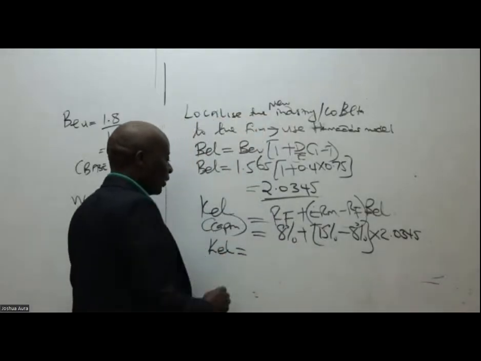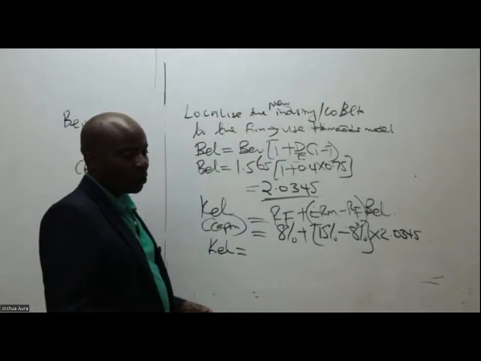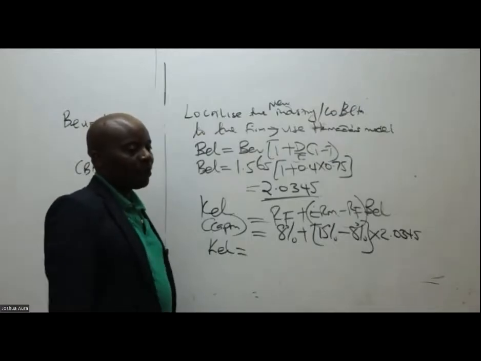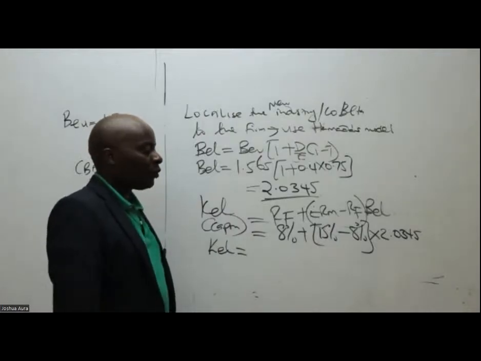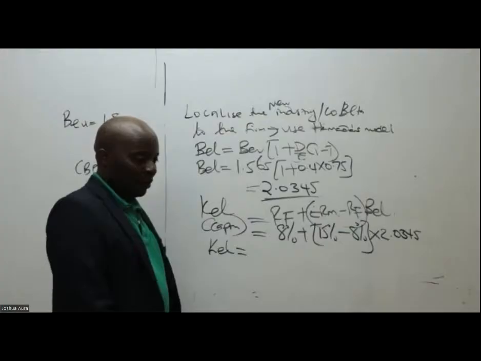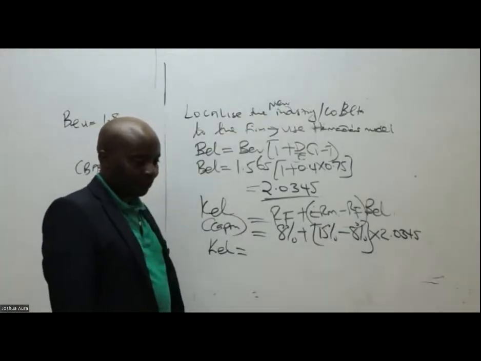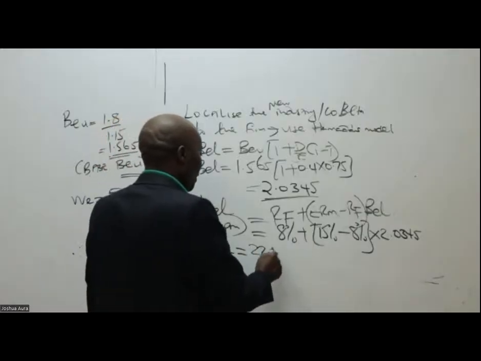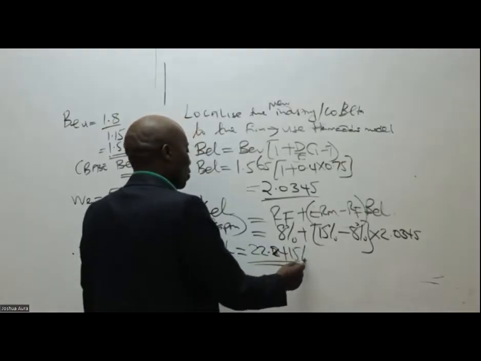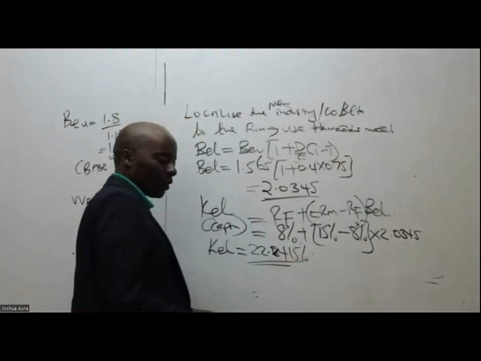Our cost of equity of a levered firm will be equal to who? Can somebody give us this figure? 22.2415. Thank you so much.